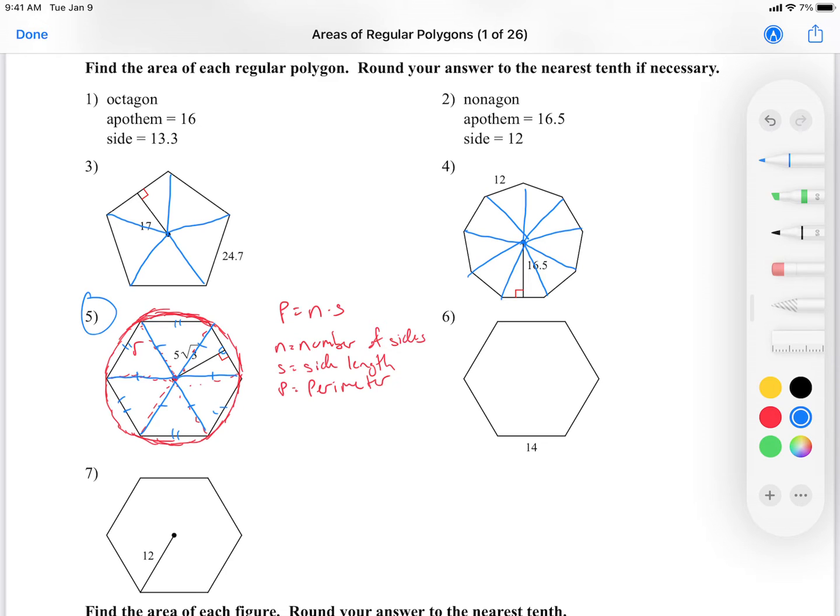There's 8, right? So basically, the way we're thinking about this is, if I find the area of just one of these little triangles, and then multiply it by the number of sides, I'm going to be able to get the area of this whole thing, right? Yes? It's a nonagon, sorry. I cannot count.